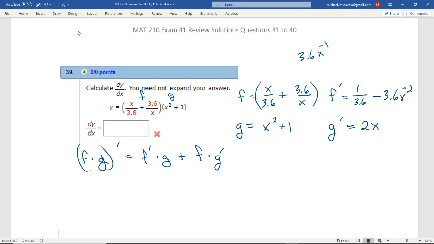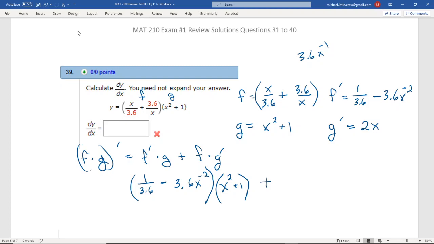Derivative of f is 1 over 3.6, and I'm going to put parentheses around it, minus 3.6 x to the minus 2. Now if you wanted to, you could put it over x squared, but it will take both ways. On the test, you will get credit for both. This is a correct answer. All correct answers will get credit. And then that's times g unchanged. Okay, so get the pieces together correctly. x squared plus 1.